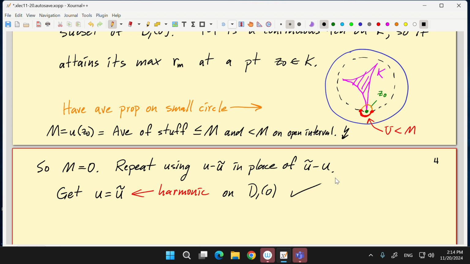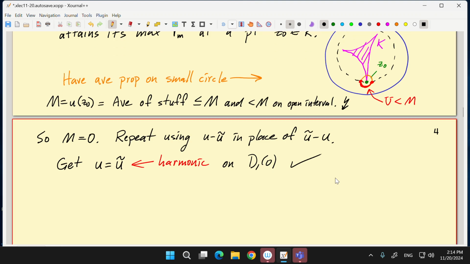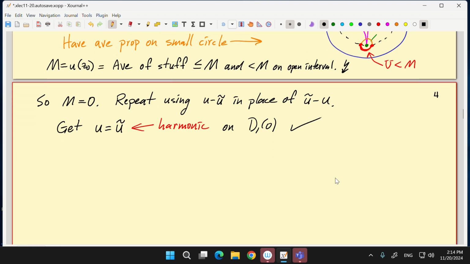So that's the proof. And this leads to a really simple proof of the Schwarz reflection principle for harmonic functions. And that's why I do it. If you look in certain books, you can make a lot of work out of the Schwarz reflection principle, if you want to. But if you do this first, then it turns out to be a snap.